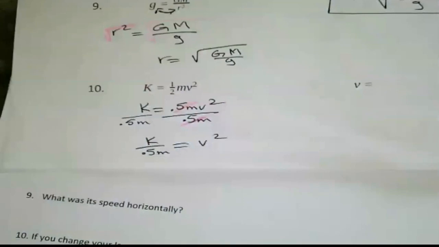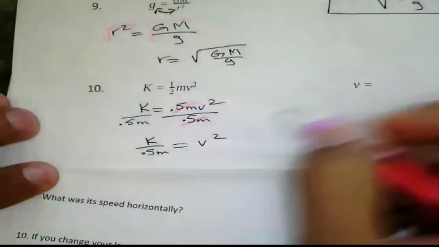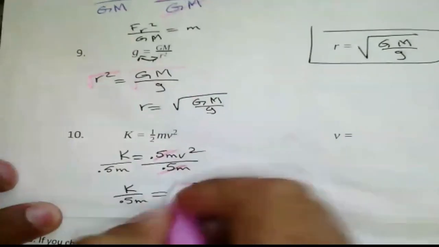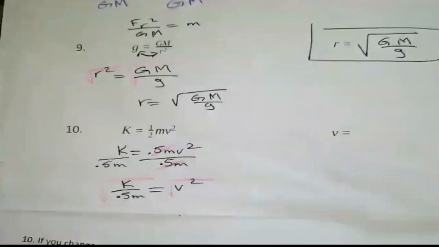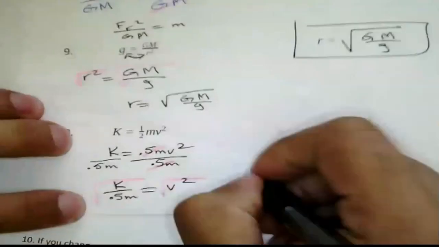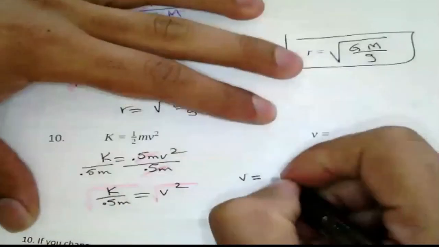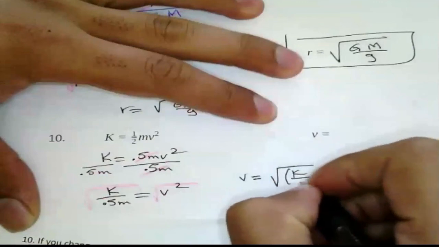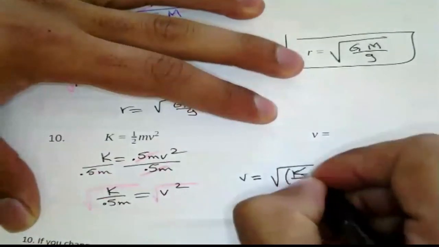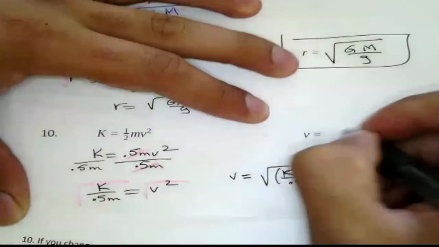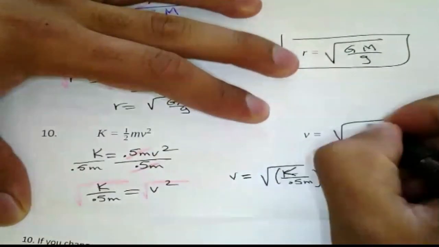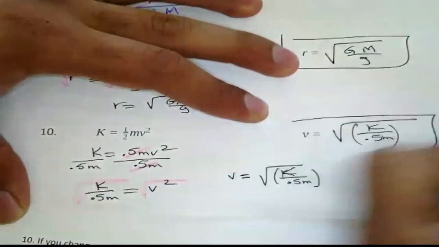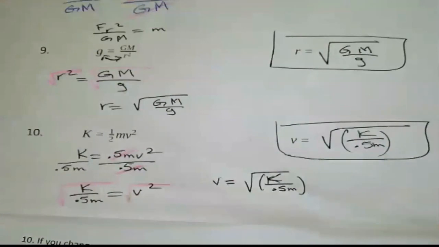Now we're not done yet because it's v that we're after, and we have to take the square root of it. So take the square root of one side, take the square root of the other side, and when you rewrite your equation, it's v is equal to the square root of the whole K divided by 0.5 m. And that's our answer. We're going to go ahead and put up here equals square root of K divided by 0.5 m. Box your answer, and you are done.